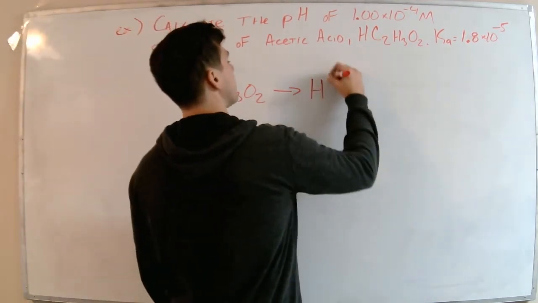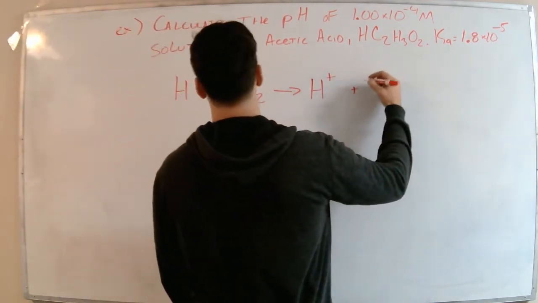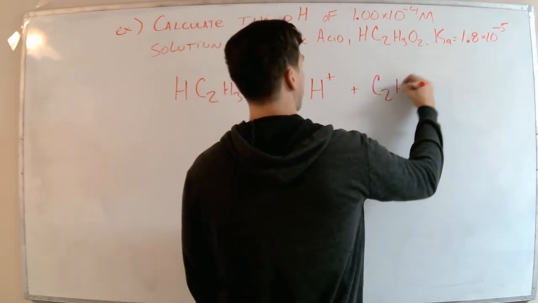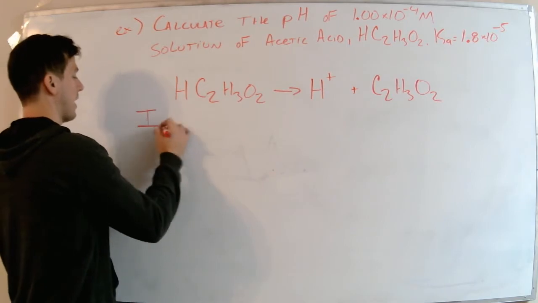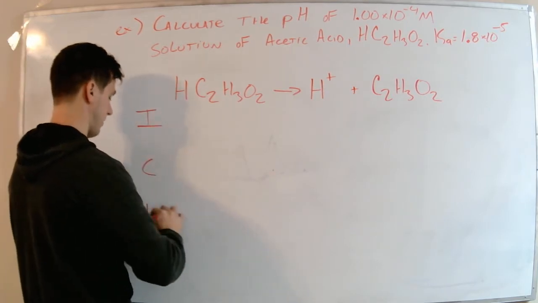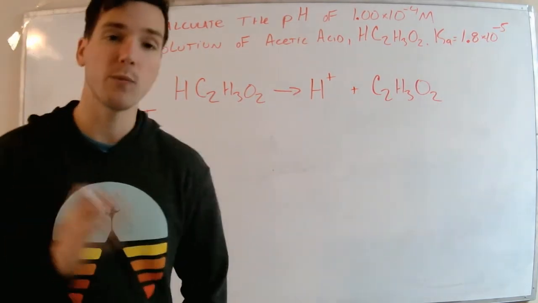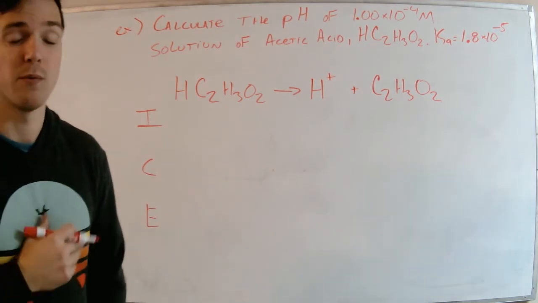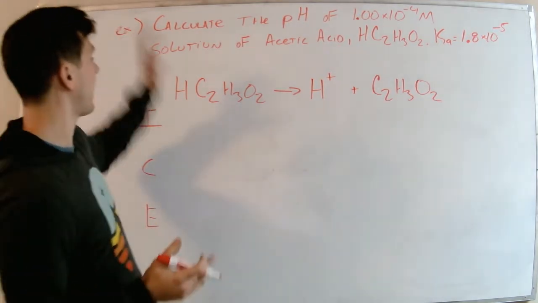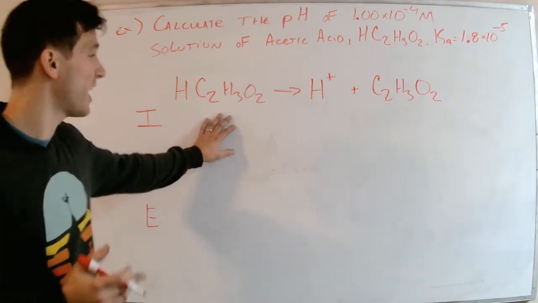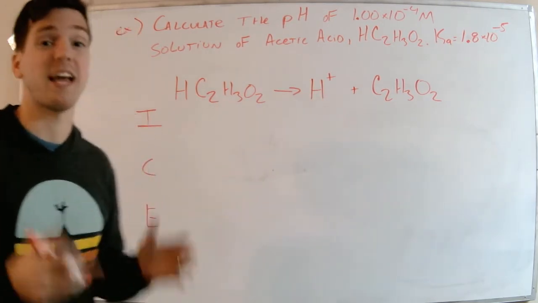So it's just going to break up into H+ and C2H3O2. And then we'll put our ice down the side. And what we are looking for, right? When we want pH, we take negative log of H+. But since acetic acid doesn't dissociate, we don't have any H+ at the beginning.